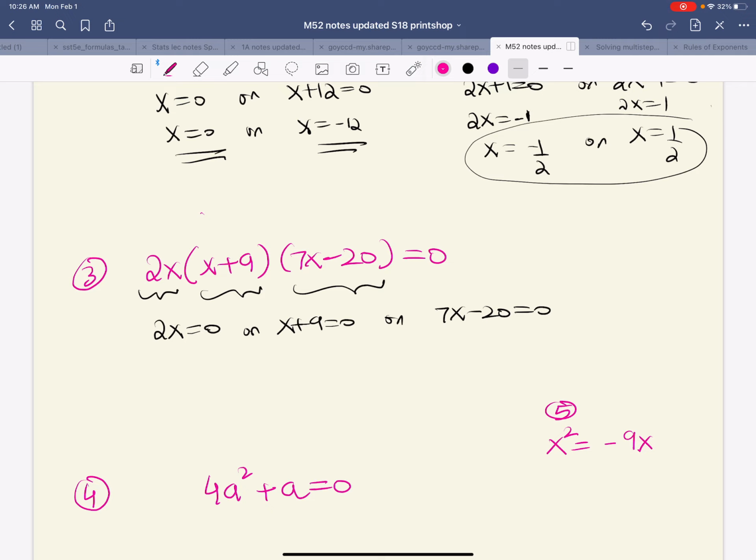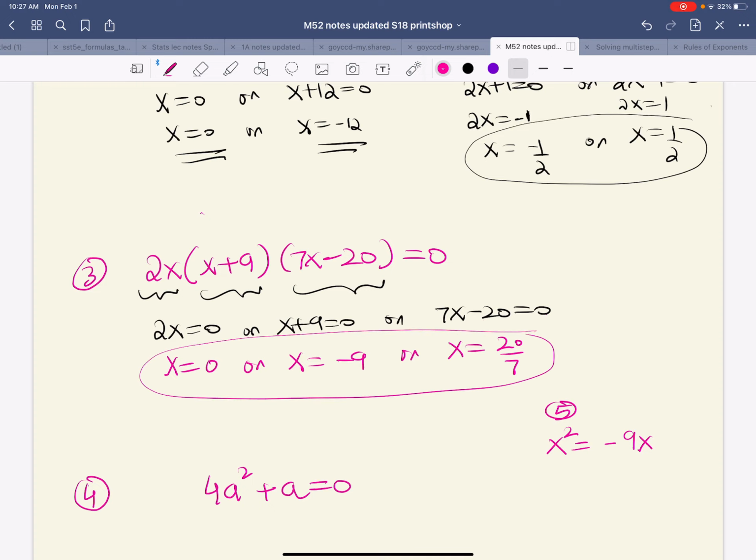So go ahead and solve each of these individually, and we will have 0 divided by 2 is 0. And from the second equation, I'm getting x equals -9. From the last one, I'm getting x equals 20 over 7, because we would add 20 to both sides and then divide by 7. So here we are. There's 3 possible answers here. These are the 3 values of x that will make my left-hand side equal to 0. That's what solving an equation means, that your left side and right side are equal to each other.